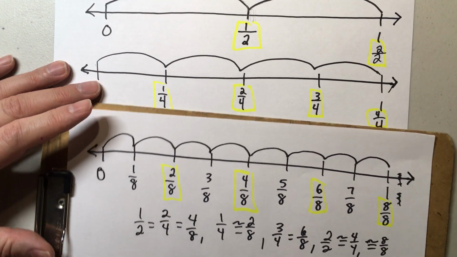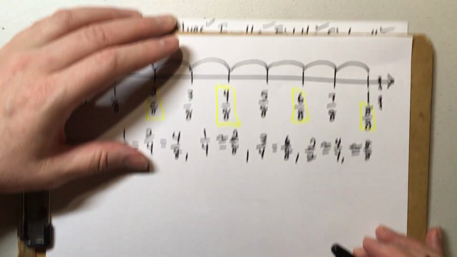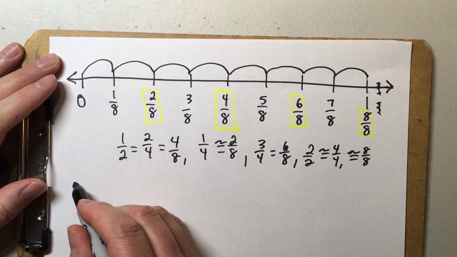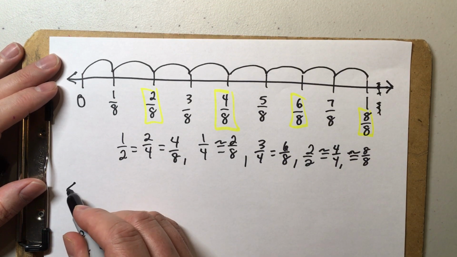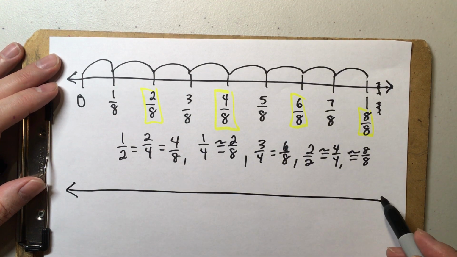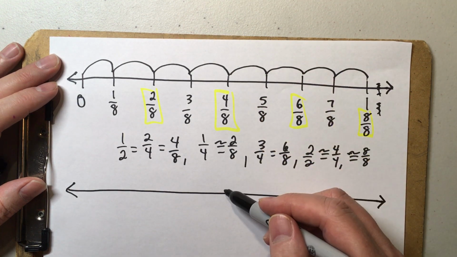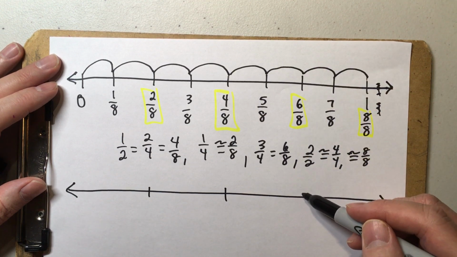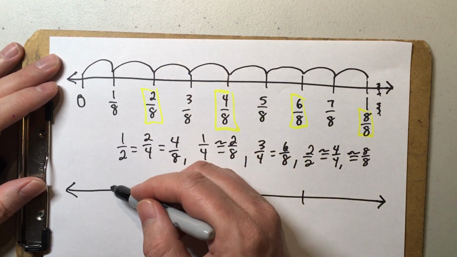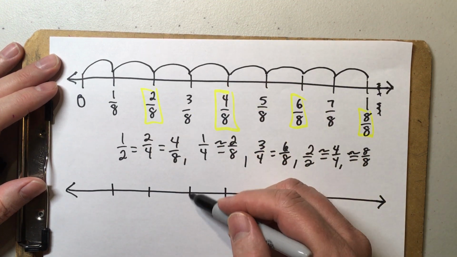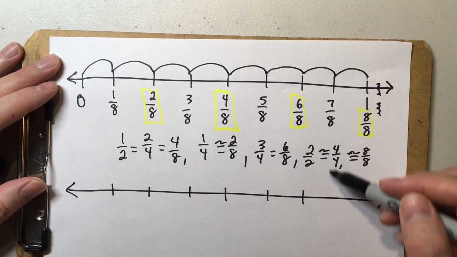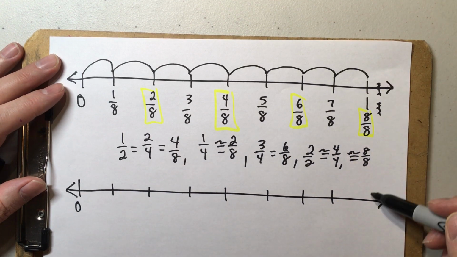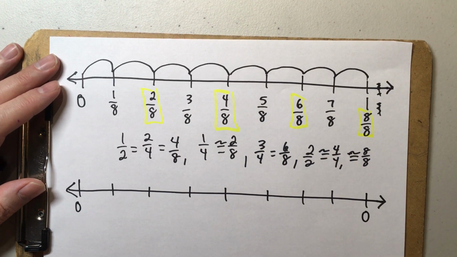The next thing I want to do is the 16ths, just to take a look at it. We're going from 0 to 1 once again. Trying to get that number line. That's my half mark. My 1/4. My 3/4 line. Now you see where I'm going with this, right? And of course we have 0 here, and then we have 1 down here. The distance from 0 to 1 is 1 whole.